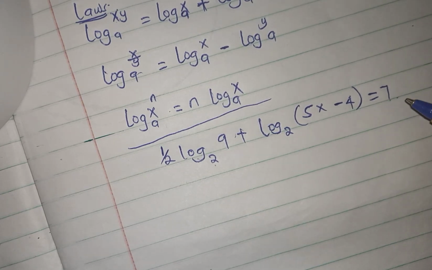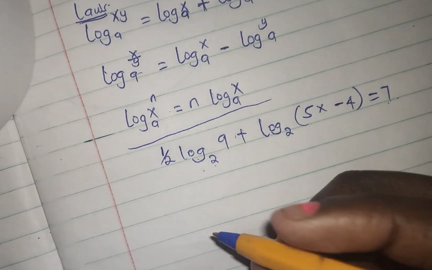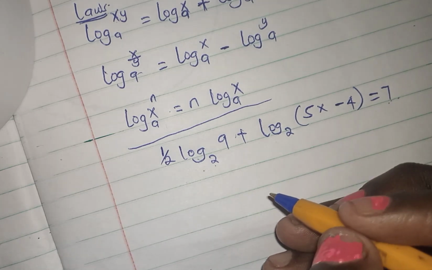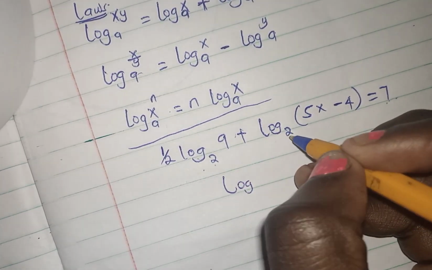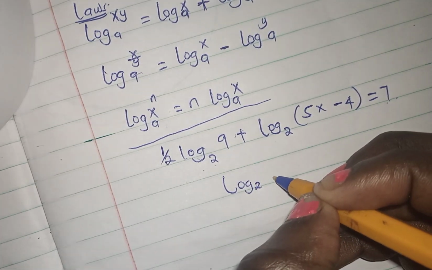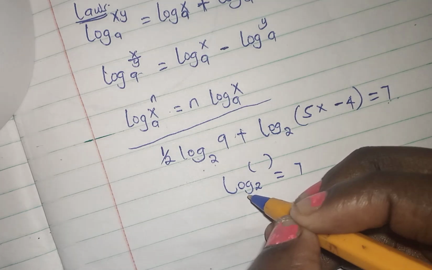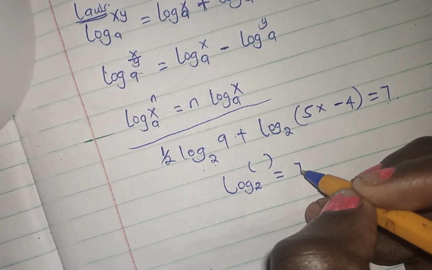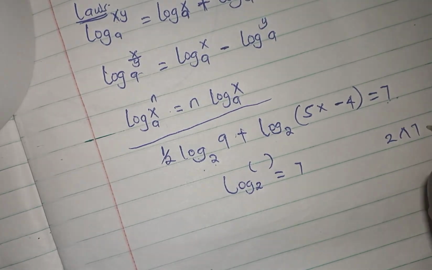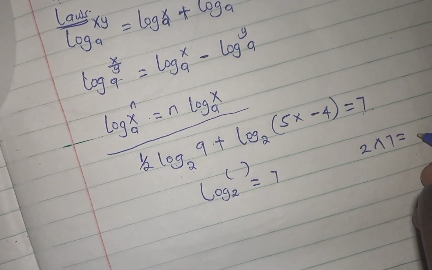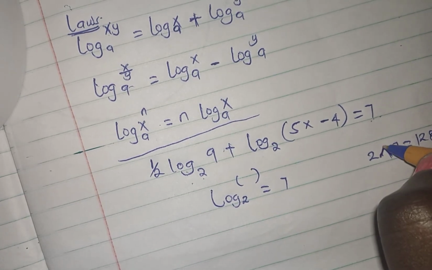So we're going to begin with it and make it to be in logarithm form, because we have log base 2 over here. Definitely it will be log base 2 of a certain number is equal to 7. We have to find the number that we raise. You can use your calculator. 2 raised to 7 is equal to 128.